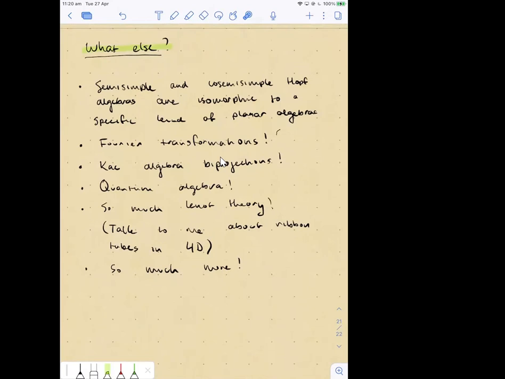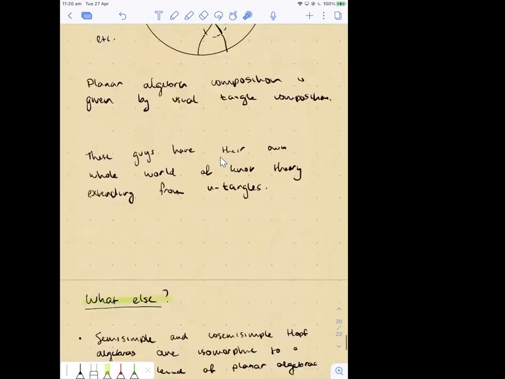So you said this is an algebraic tool for studying U-tangles and virtual tangles. Is there a result about U-tangles or virtual tangles that you can prove using this planar algebra idea that's much easier in this algebraic construction than it would be otherwise? Do you have an example?